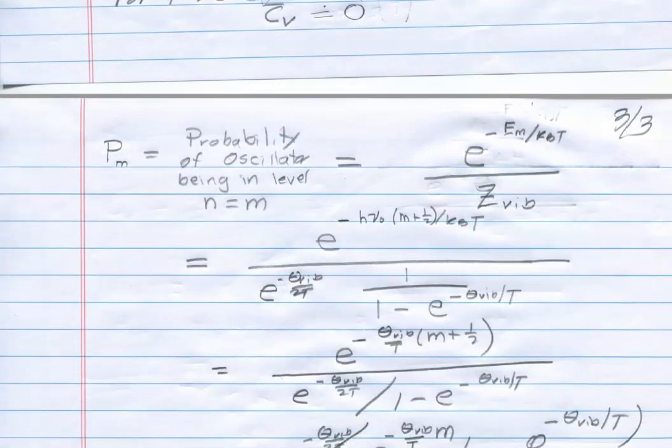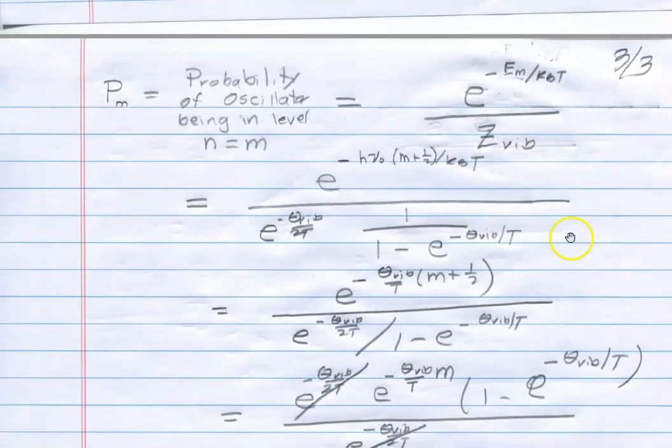One other thing that is sometimes useful is to just get the probability of an oscillator being in the level n equal to m. And that goes back to the original case where, remember, the probability is just this Boltzmann factor divided by the partition function, in this case just the vibrational. And I've got both of those. I know what the energy level is. It's E_m, because I'm looking at the mth one, is just this. And then I divide by what we've already found earlier as the vibrational partition function, which, if you remember, was this.